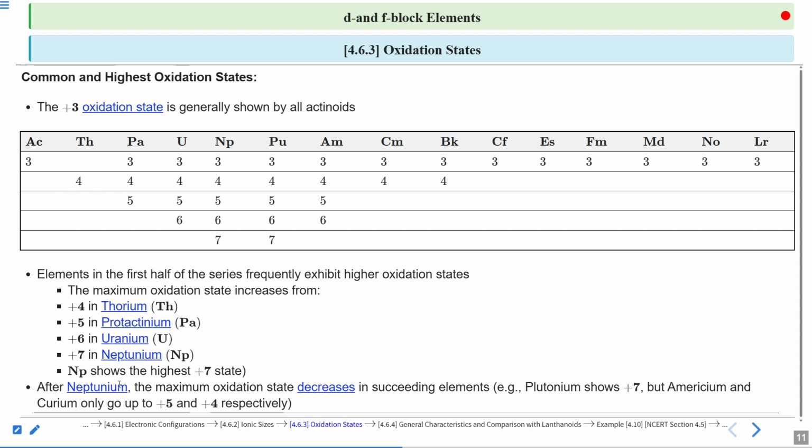And after neptunium, the maximum oxidation state is decreasing in the succeeding elements. Okay, so after neptunium, with each succeeding element, the oxidation state is decreasing. For example, plutonium is showing +7 oxidation state, but after it, americium comes, which shows only +6, and then curium, which only goes up to +4. So the oxidation state is decreasing after neptunium in the succeeding elements. Okay, from +7 to +5, +6, +4, and +3.